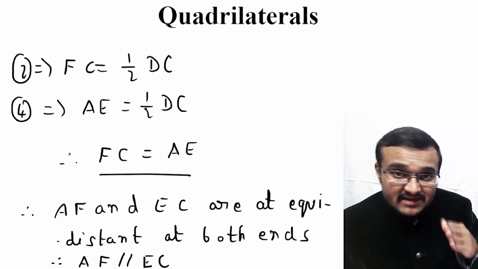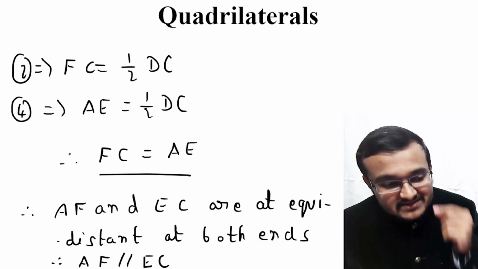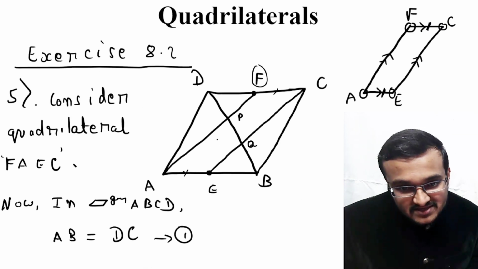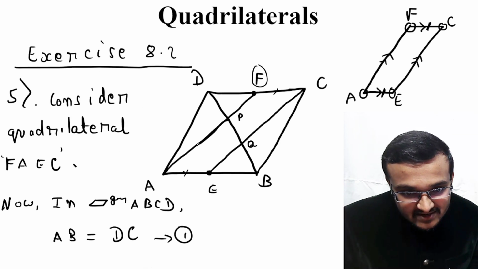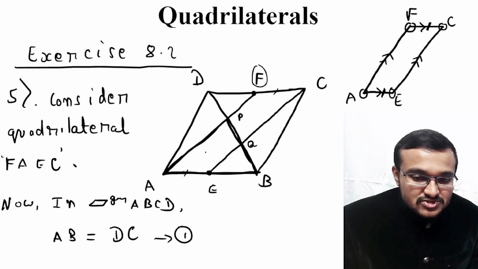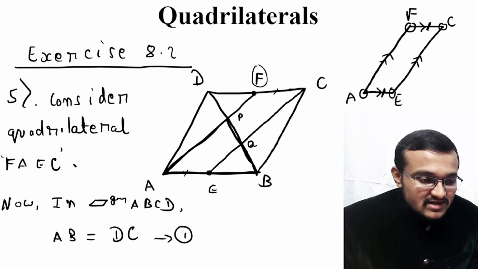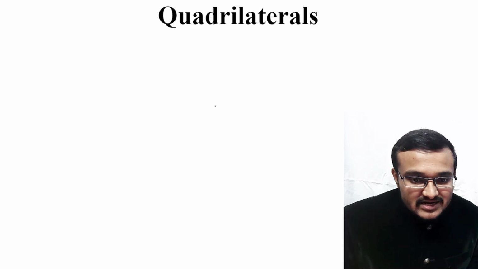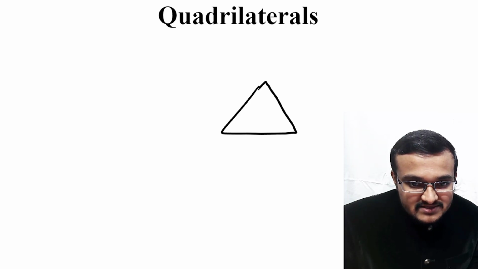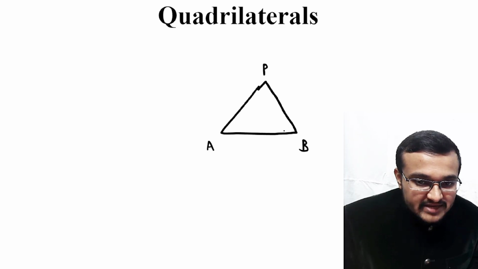So first you need to prove AF is parallel to EC, and then you can consider a triangle here. That is this particular triangle, A, B and P. So let me draw that triangle over here. We have a triangle like this, where this is A, this is P and this is B.